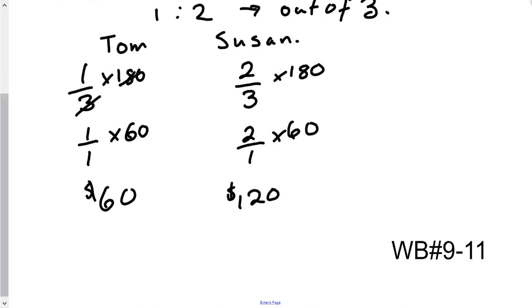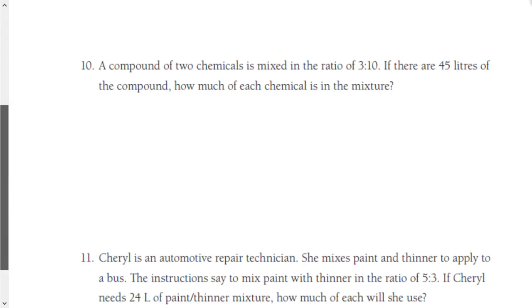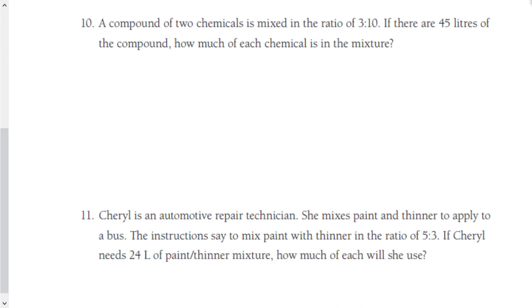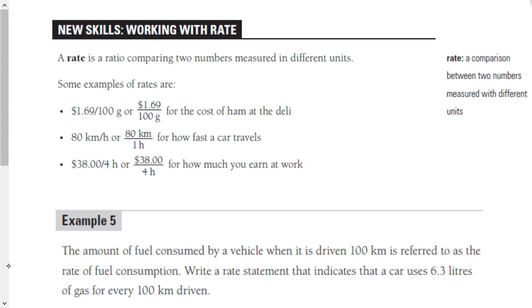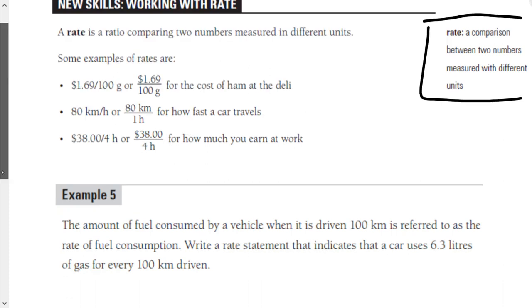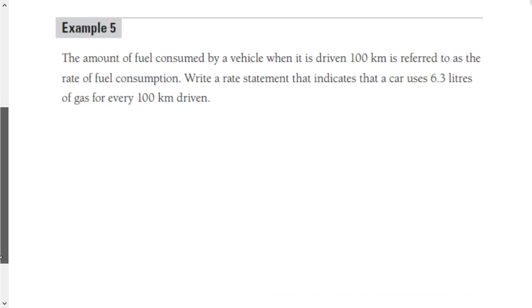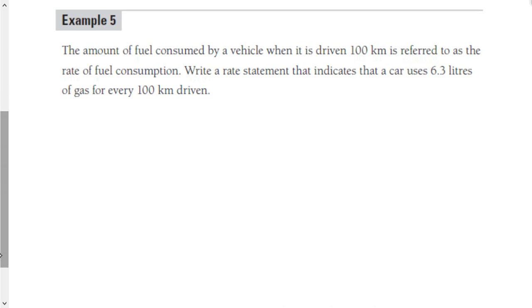We have some more workbook questions available for you guys. 9, 10, 11. And then we're going to introduce our last skill here of working with rate. So rate should be familiar to us from what we've been doing with typing, our words per minute. A rate, write down this definition, is a comparison between 2 numbers measured with different units. So we see this a lot in grocery stores, for gas, words per minute, when we're looking at stats for ourselves. So let's look at this one.